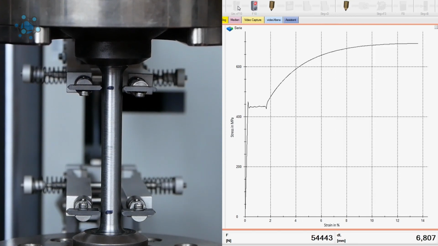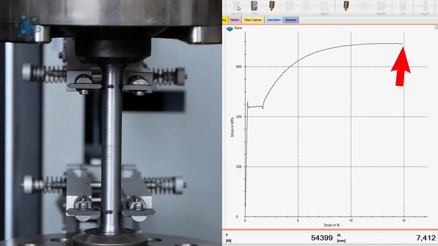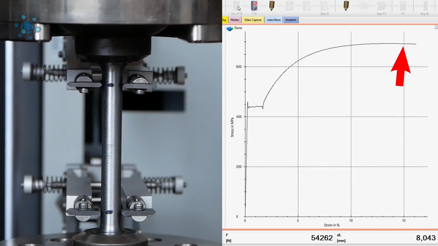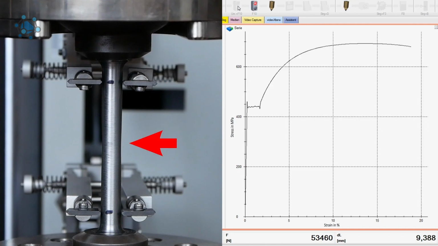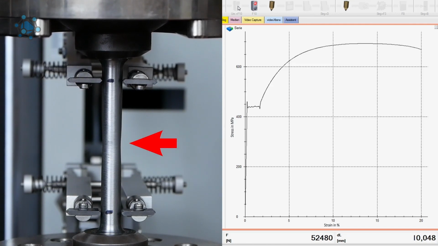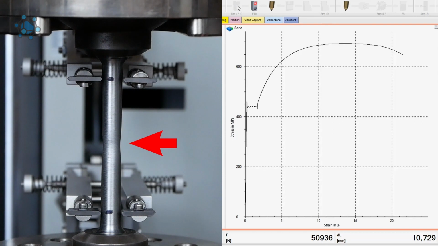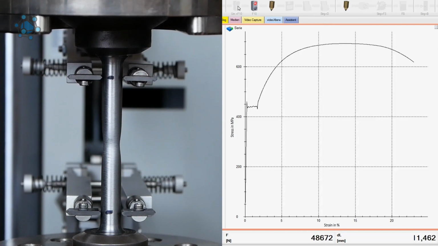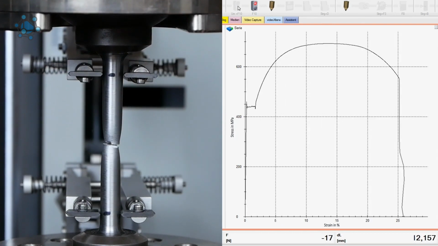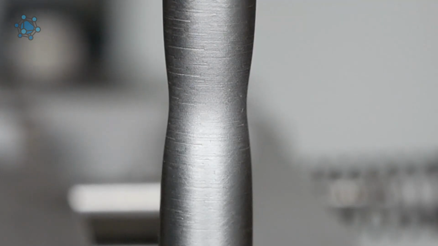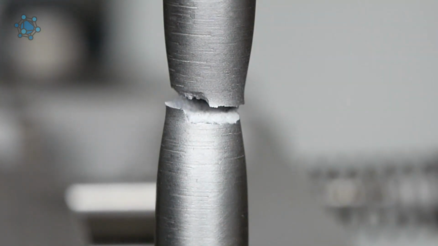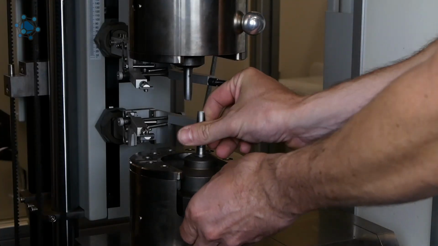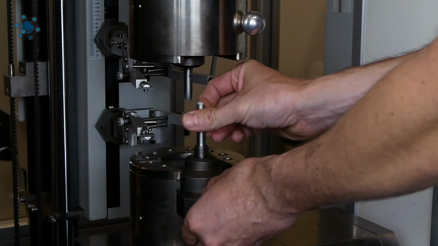The stress increases until RM is reached. From then onwards, both the force and the cross-section start to decrease. This phenomenon, called necking, is quite evident towards the middle of the specimen, and it will increase until the point of fracture. After the sample breaks, the grips can be loosened and the test specimen can be unscrewed.